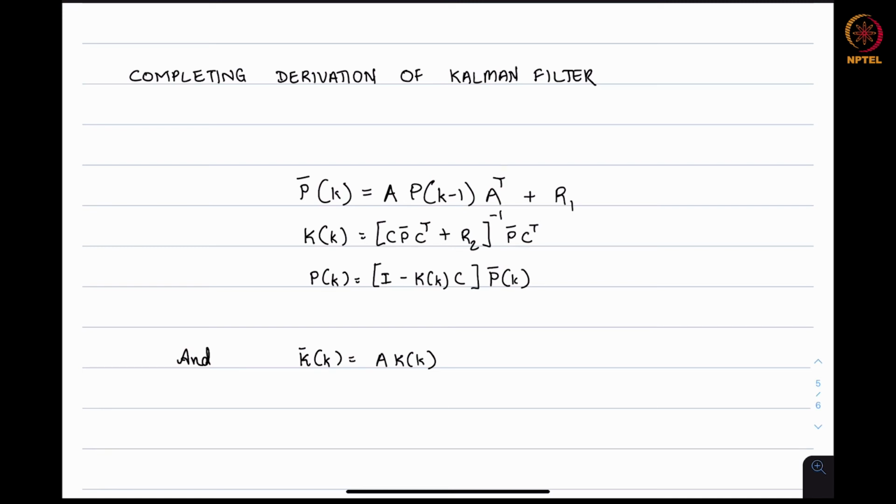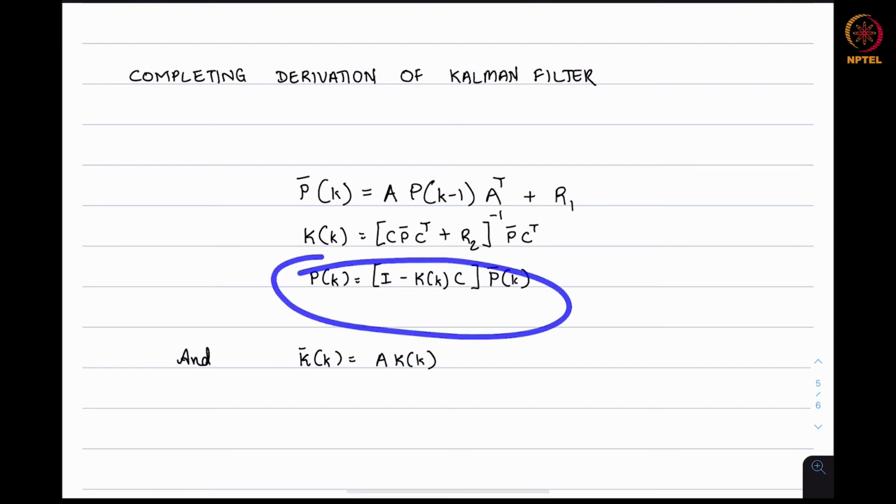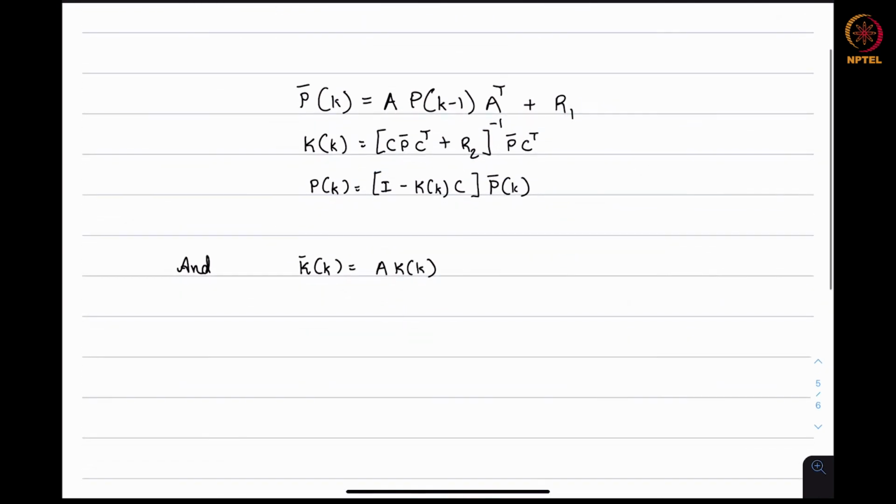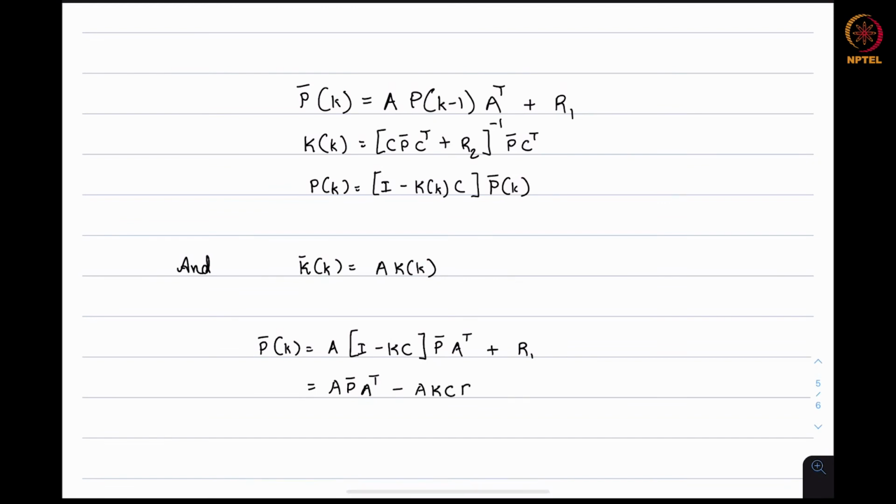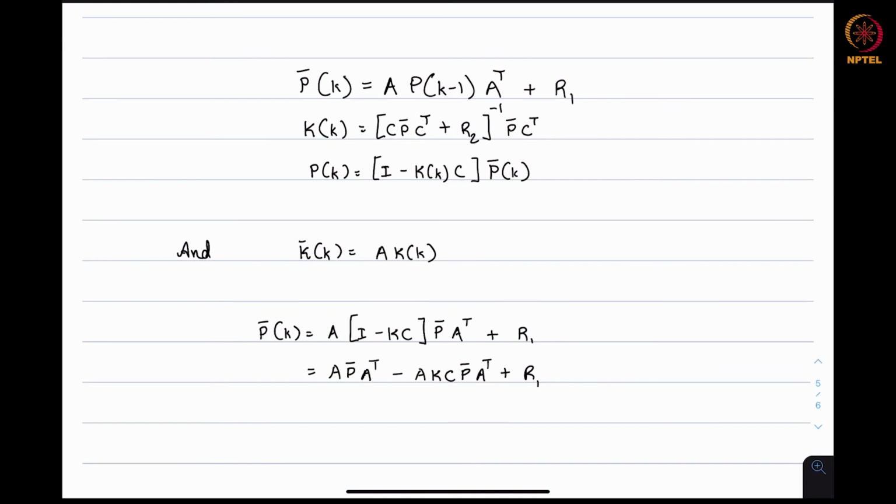Okay, so if we were to substitute basically our Pk minus 1, this equation, over here, we are going to get our P bar k equal to A multiplied by I minus KC multiplied by P bar A transpose plus R1, which is equal to A P bar A transpose minus A KC P bar A transpose plus R1, and we can substitute the value of K from over here into this.